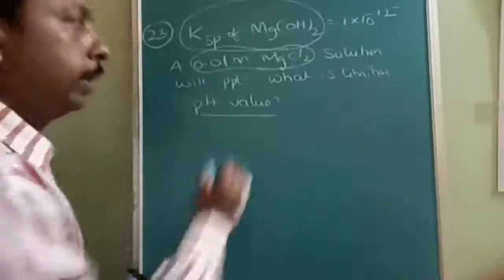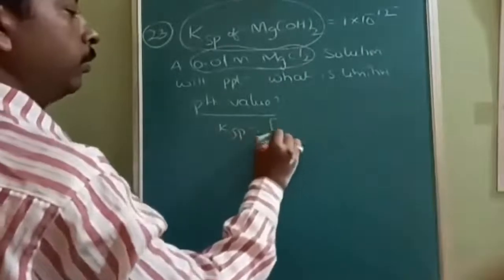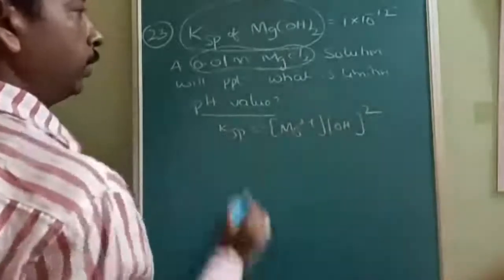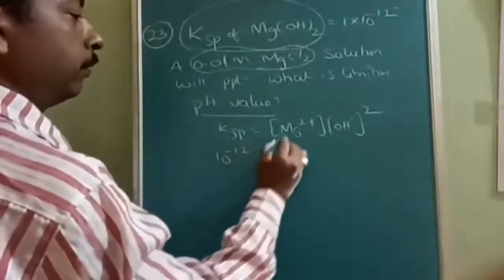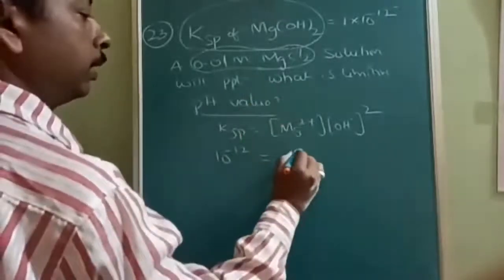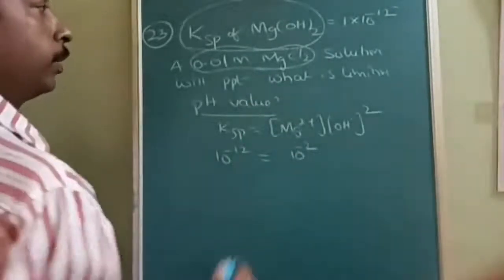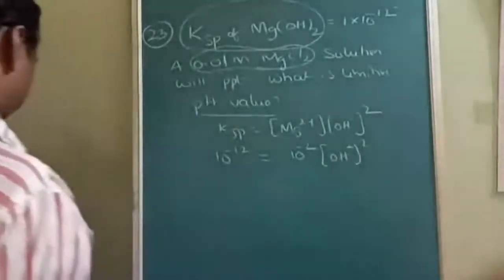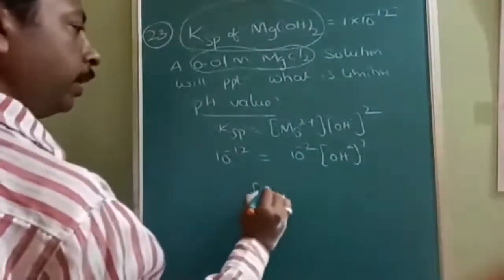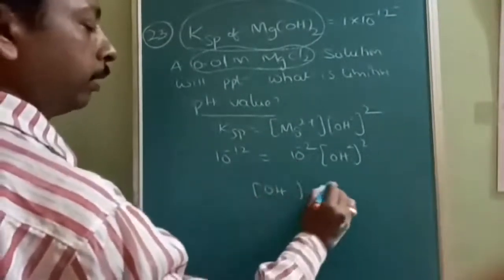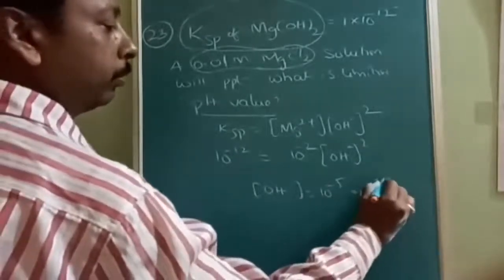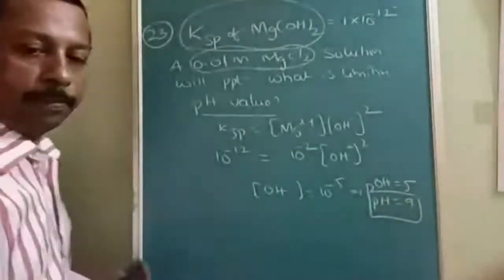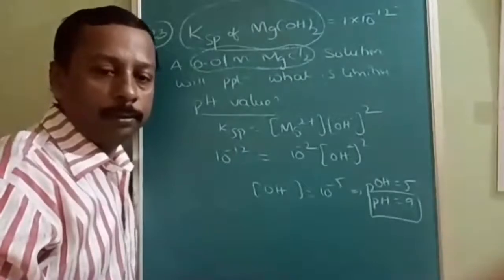Simply use the Ksp formula. Ksp is equal to the concentration of Mg2+ into the concentration of OH negative whole squared. So 10 to the power of minus 12, and the Mg2+ concentration is 10 to the power of minus 2. The OH negative concentration you have to find out. If you find it out, it will be 10 to the power of minus 5. So pOH is equal to 5, so pH is equal to 9. So the limiting pH will be 9. Note it down.